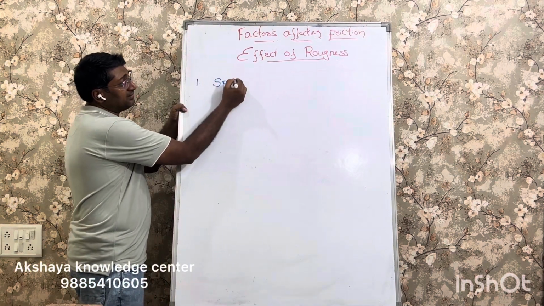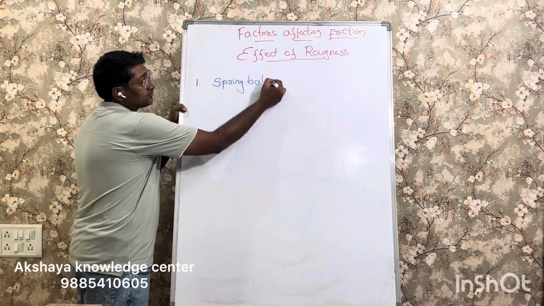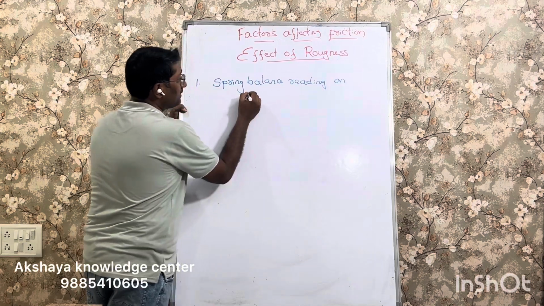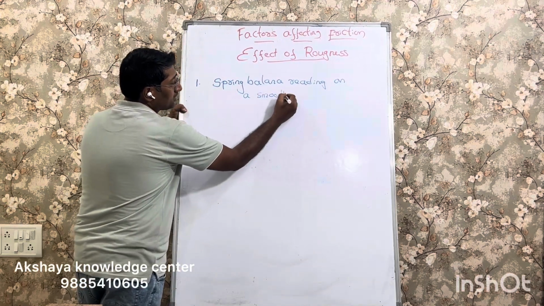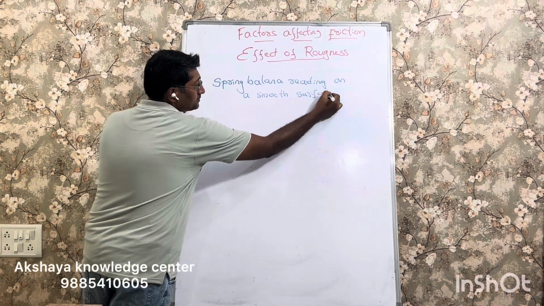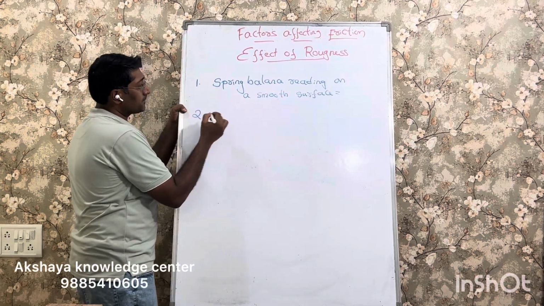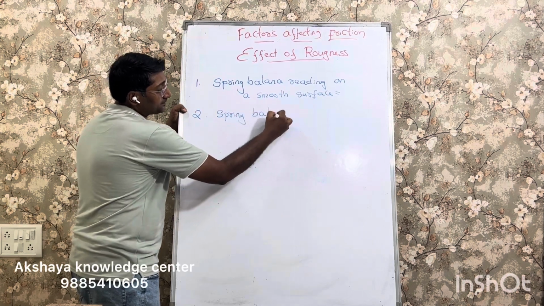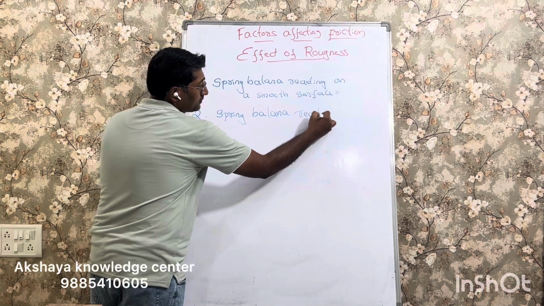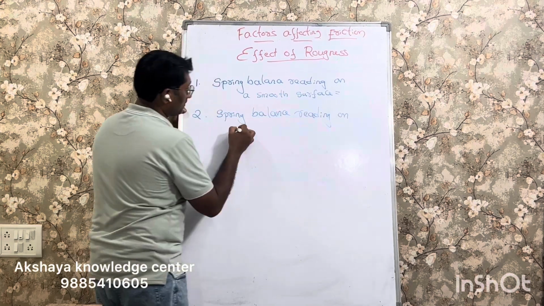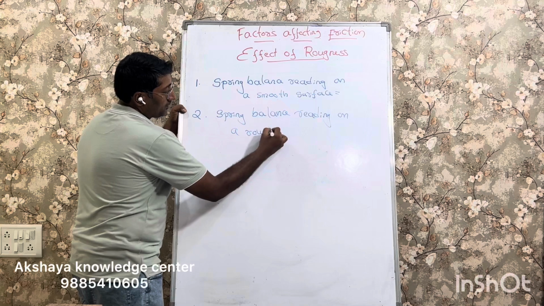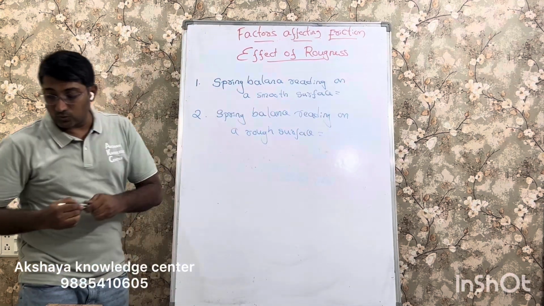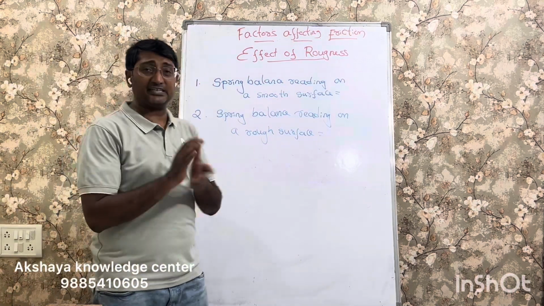Number 1, spring balance reading on a smooth surface. Number 2, spring balance reading on a rough surface. These are the two data points that we'll be using for our experiment.